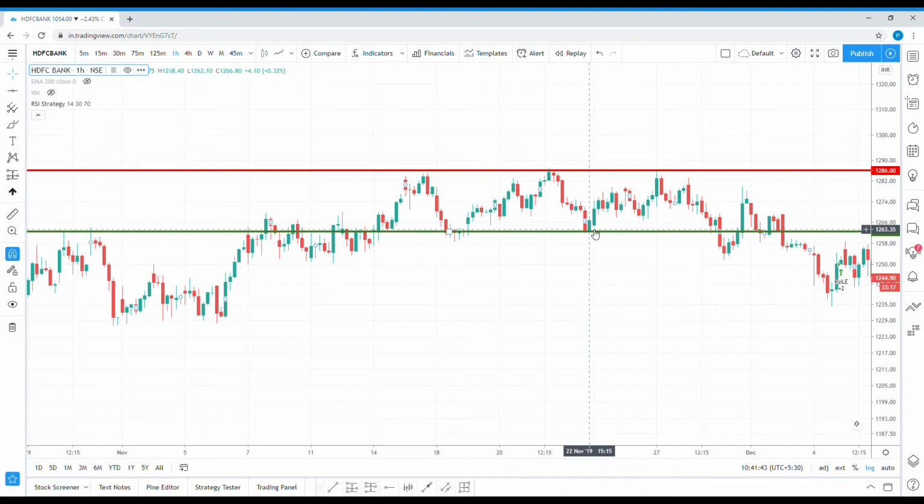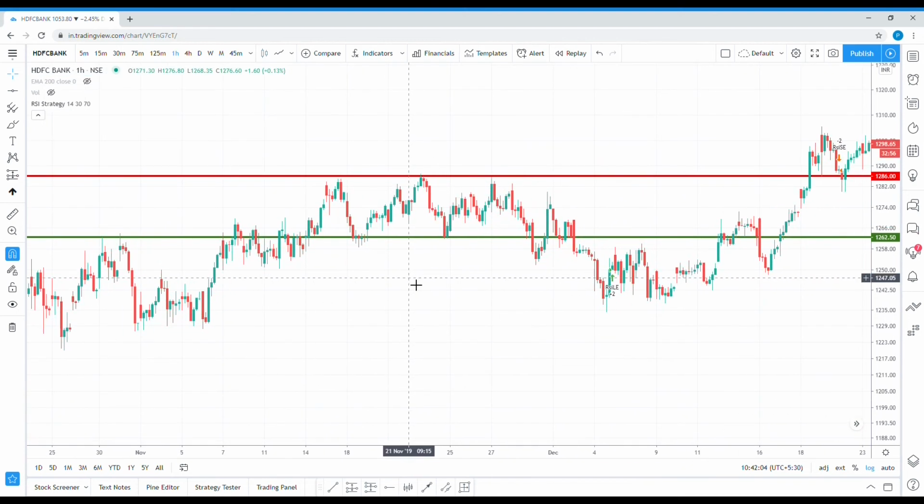So how much will it go up? It will go up to the next immediate resistance line, and yes, it went to this next resistance line and then went down again. That is how support and resistance works in very simple terms.